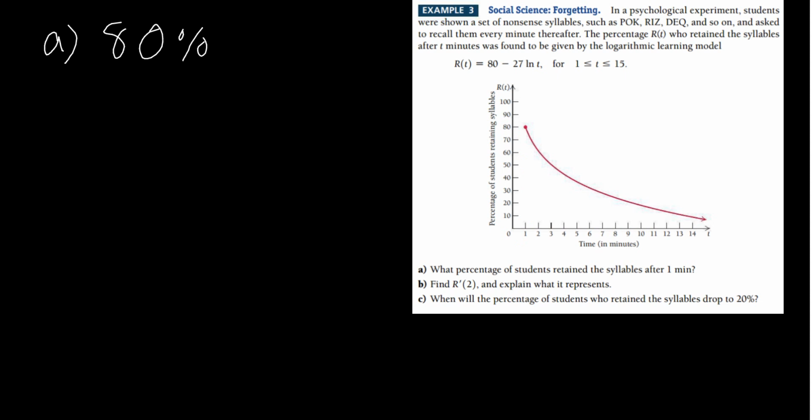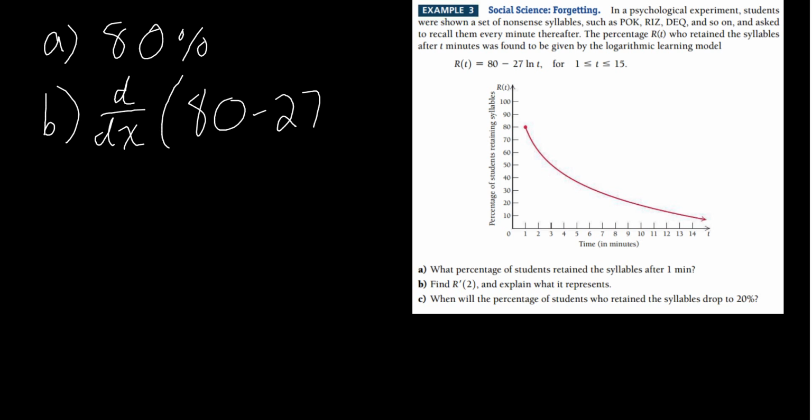Part B reads, find r prime of 2 and explain what it represents. Okay, so r prime of 2. What that means is we have to take the derivative of r, right? And r is just our function here. We're going to take the derivative of it, so let's go ahead and take the derivative first. We're going to take the derivative of 80 minus 27 natural log of t.